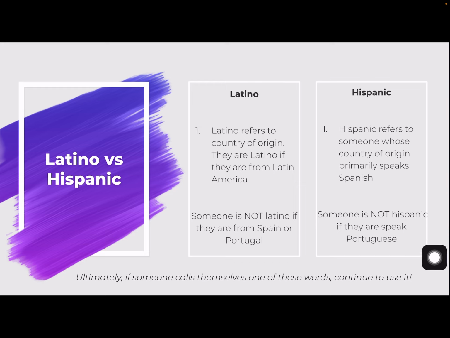But, and I wrote down here a little caveat, if someone calls themselves one of these words, that is your clue to continue to use it. I think over time people just pick a preference and stick with it. Sometimes it's based on geography, like maybe one of these words is more popular in California, and people around there identify themselves more using Latino. So whatever they choose, that's what you stick with.